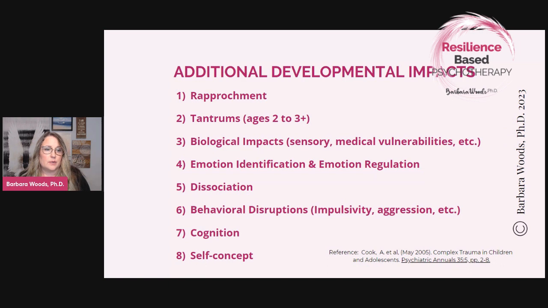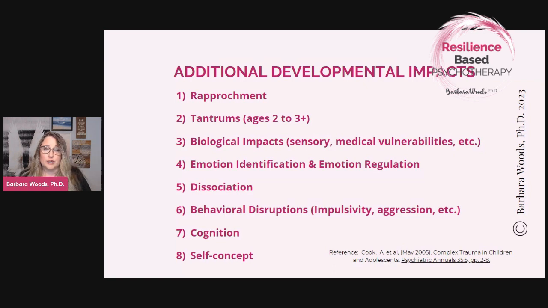Another area to assess is the biological impacts. And this we would likely refer to a child development clinic or to an occupational therapist or a medical doctor. So these are autoimmune types of difficulties, sensory processing and integration difficulties, and just medical vulnerabilities because of the biological impacts of stress.